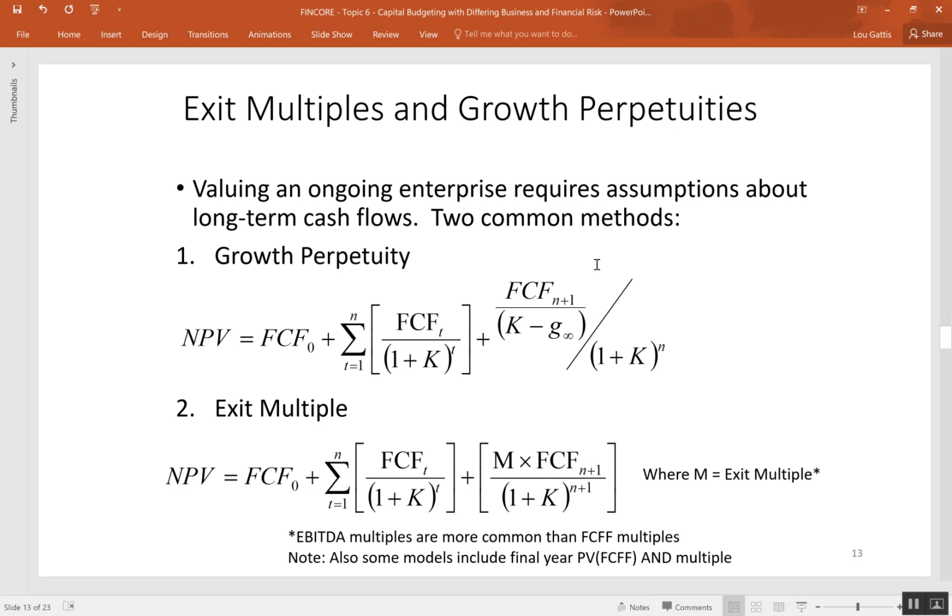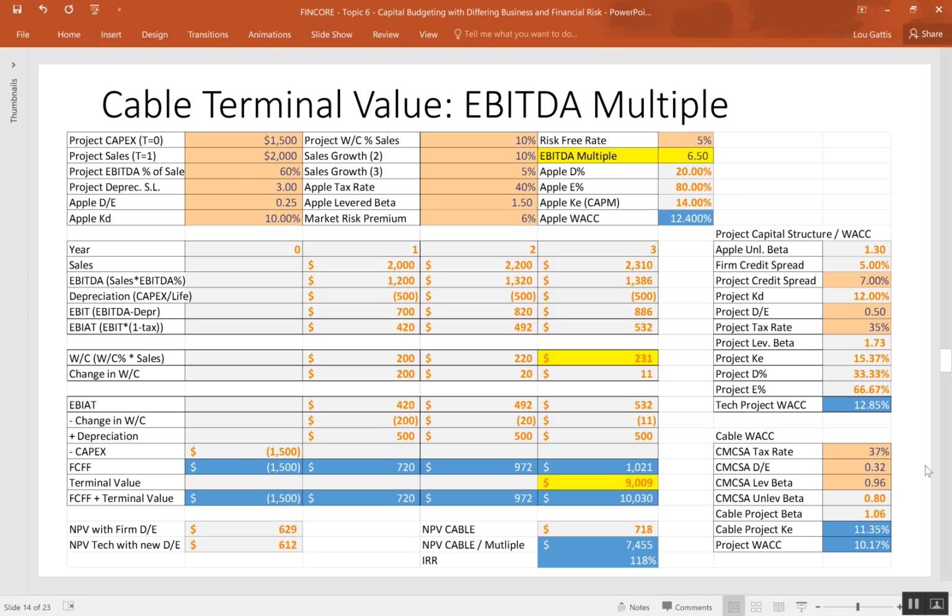And how we do that is either through a free cash flow multiple or a growth perpetuity. So I can either just at some point realize cash flows are going to grow forever at some growth rate, or I can do a cash flow multiple. We're going to do a variation of this cash flow multiple we haven't done before. We're actually going to use an EBITDA multiple, which is actually more common. So let's go to our model.